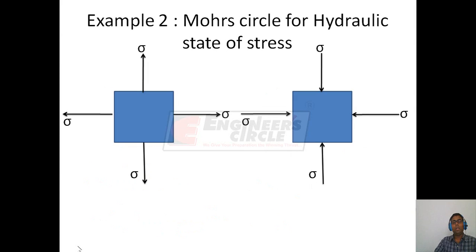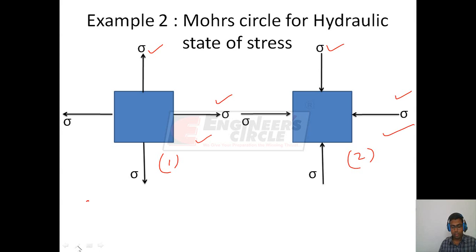Example 2 is of a hydrostatic state of stress. A hydrostatic state of stress is a stress in which the stresses acting at a point are only normal stresses, and the normal stresses sigma xx and sigma yy are equal. It may be tensile like in case 1, or it may be all compressive like in case 2. Let us draw the Mohr's circle for case 1. The Mohr's circle for case 1 and case 2 will be similar, except that in this case it will be positive and in this case it will be negative.